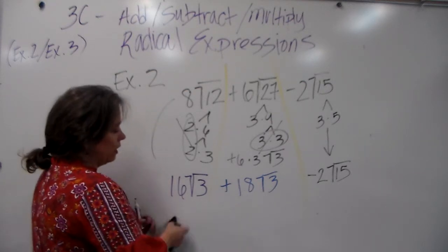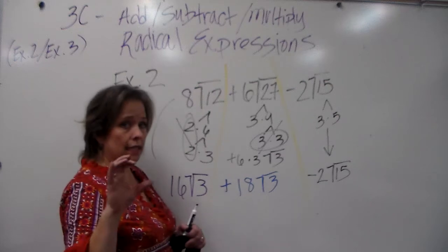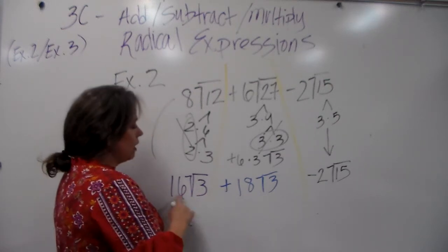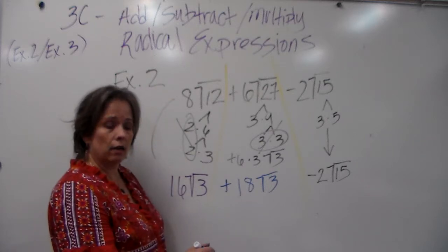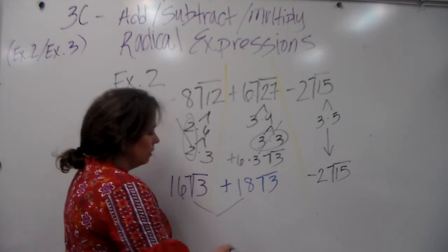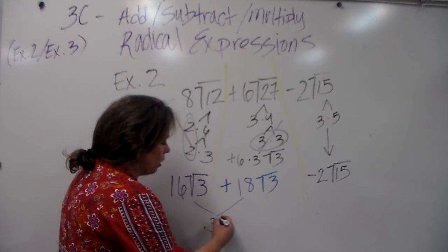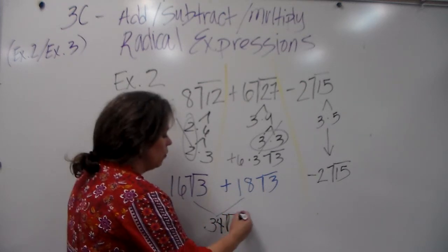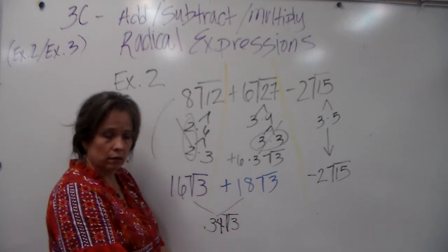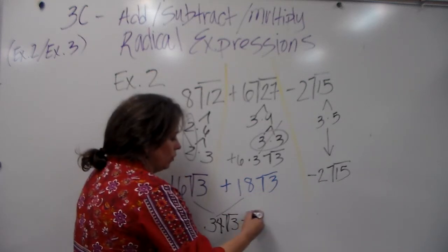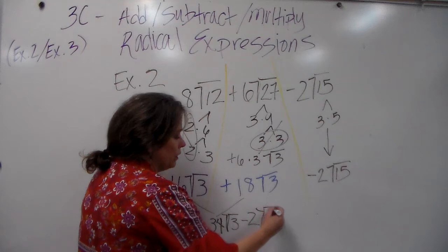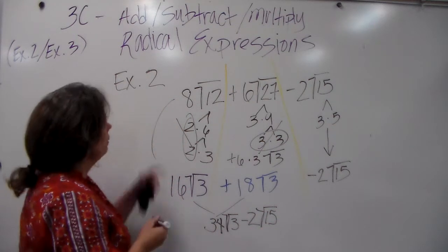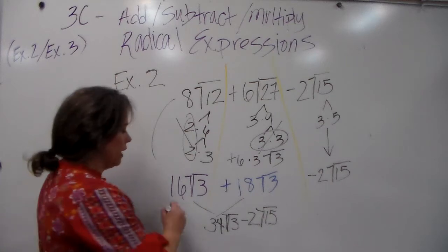When we do that, the radical 3 stays the same when we're adding and subtracting, but we add the numbers on the outside. So when we add those terms, we get 34 root 3, that's adding up the numbers on the outside, minus 2 root 15. And that's our answer for example number 2, okay?